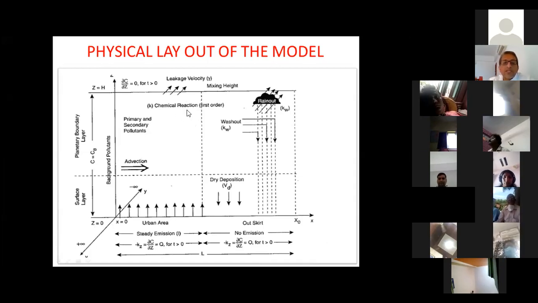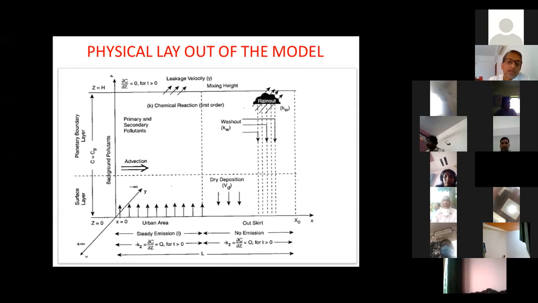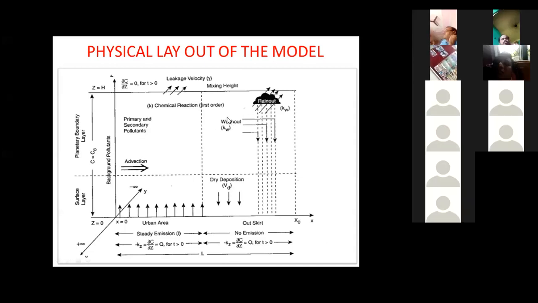Chemical reaction means, if I am considering the chemical reaction, then I will have two coupled partial differential equations, because the primary pollutant is converted into secondary, and therefore I have to solve two coupled partial differential equations. And there is another phenomenon called washout. Because of the rain, the pollutants are deposited on the ground. So this is also considered either in the boundary condition or in the governing equation.